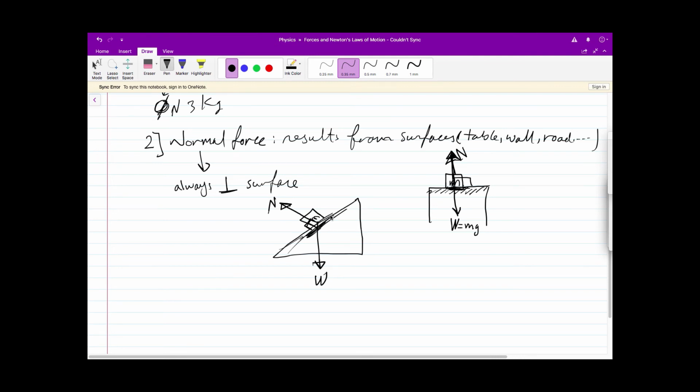If you want to draw the free body diagram for this one, let's say this angle is theta. So we draw the xy coordinate. We represent the object with a dot. We know that W is going this way, and the normal force is going this way.